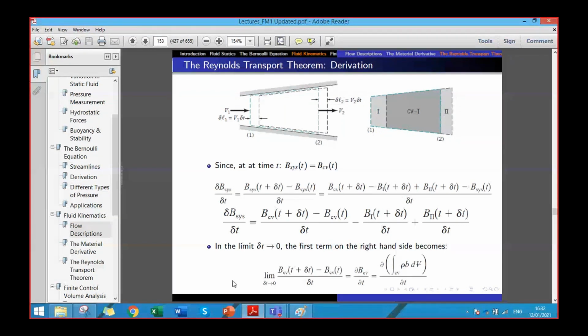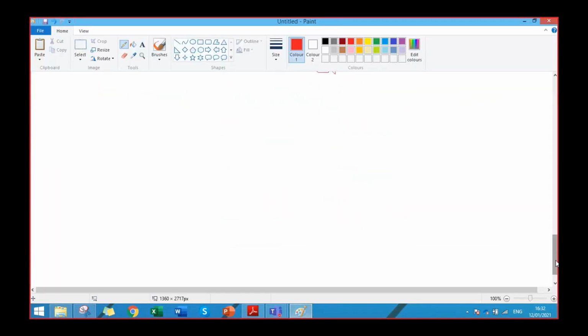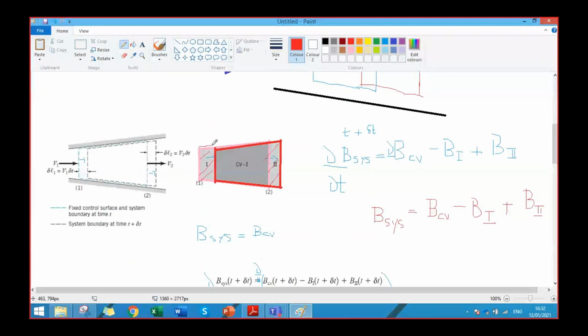What about B1 and B2? B1 would be density at point 1 into property at point 1 into volume 1, right? And B2 would be rho 2 b2 into volume at point 2. So that's not difficult. And now we can write volume as, that's the thing to understand. We go back to this figure here. So let's say this is some length L1 and this is some length L2.